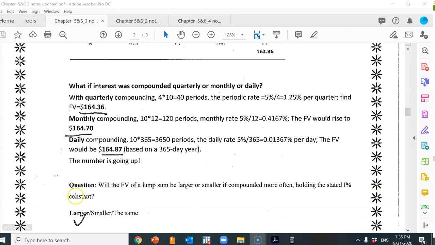Okay, so let's look at a question here. Will the future value of a lump sum be larger or smaller if compounded more often, holding the stated I% in the interest rate constant? If we have the stated rate or nominal rate constant, and the compounding periods per year is more often, the future value of a lump sum should be larger, as we indicated in the previous example. When there's a higher frequency of compounding, there's more interest accumulated, so the future value will be higher.